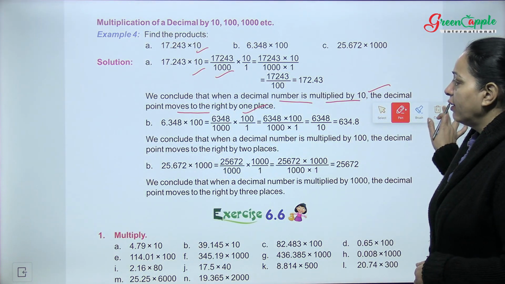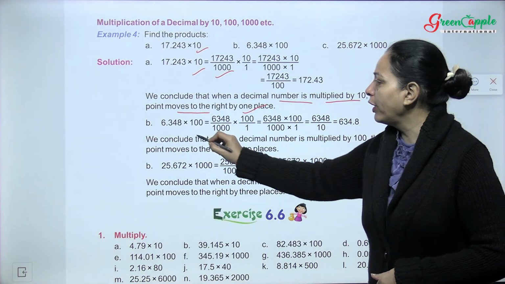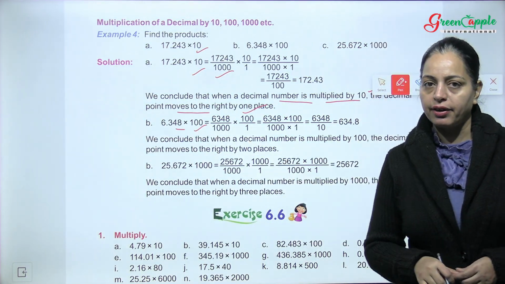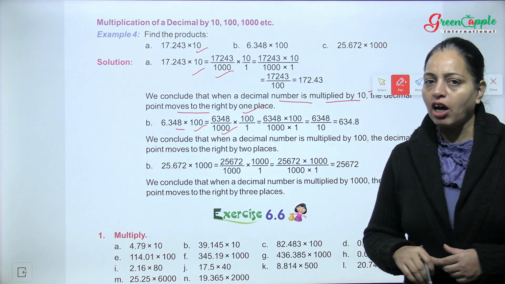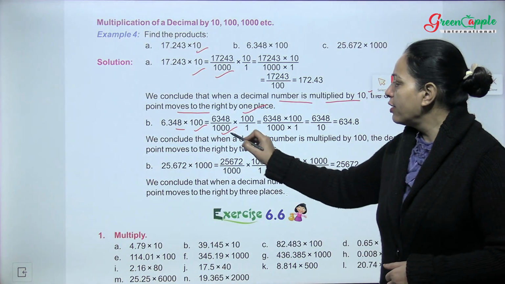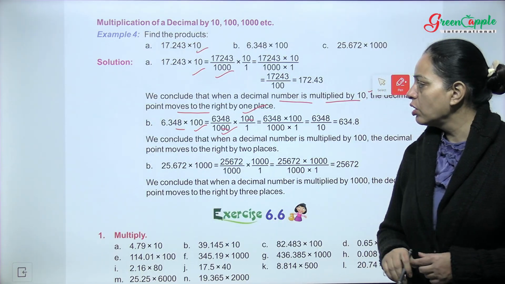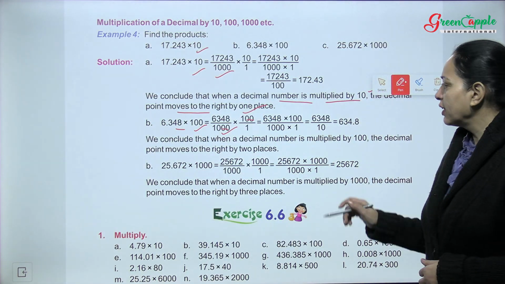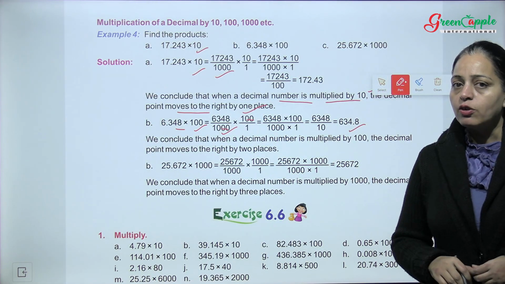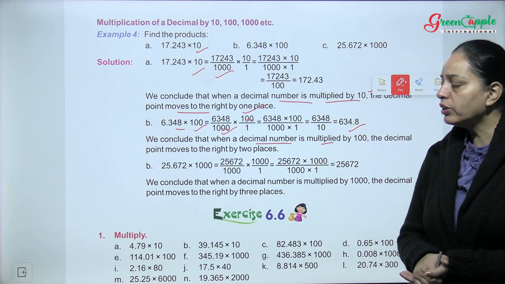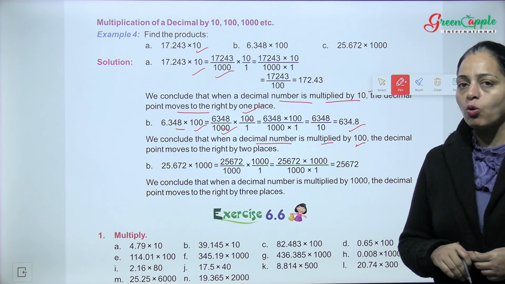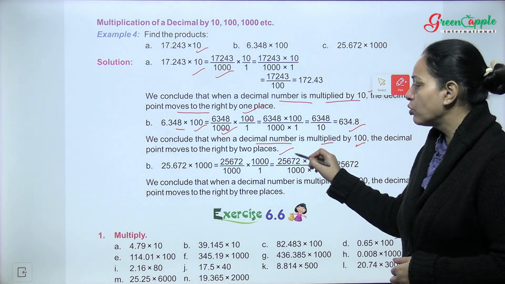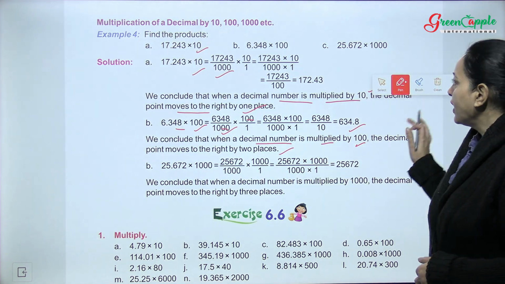Okay. See here. Now B part, 6.348 multiplied by 100. So now we are removing this decimal point. We are getting 1000 as the denominator. Now cut these two zeros. So answer is 634.8. So what is our result? We conclude that when a decimal number is multiplied by 100, the decimal point moves to the right by 2 places.